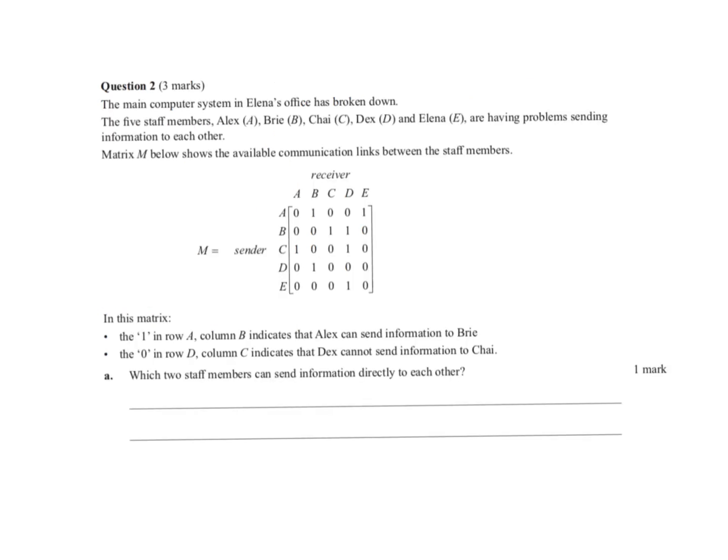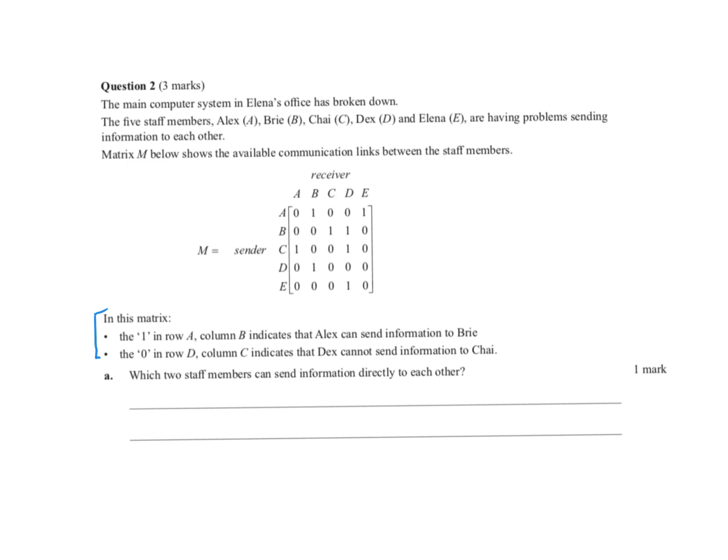Okay, question 2. The main computer system in Eleanor's office has broken down. 5 staff members, A, B, C, D, and E, are having problems sending information to each other. The matrix M shows the available communication links between the staff members. And once again, here they go. They just blurb out what a 1 means and what a 0 means. So which 2 staff members can send information directly to each other?